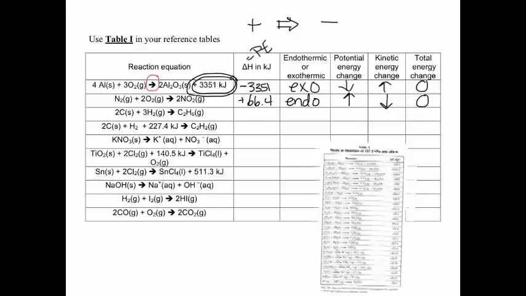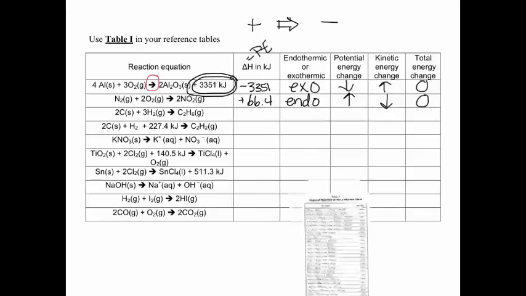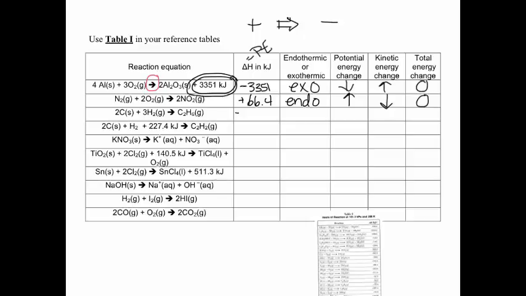Let's try another one together. We have 2C solid, 3H2 gas, and C2H6 gas created. I think that's right here, yep. And our delta H is negative 84.0, which makes this exothermic. So the potential energy must have gone down, therefore the kinetic went up, and our total energy change is always zero.